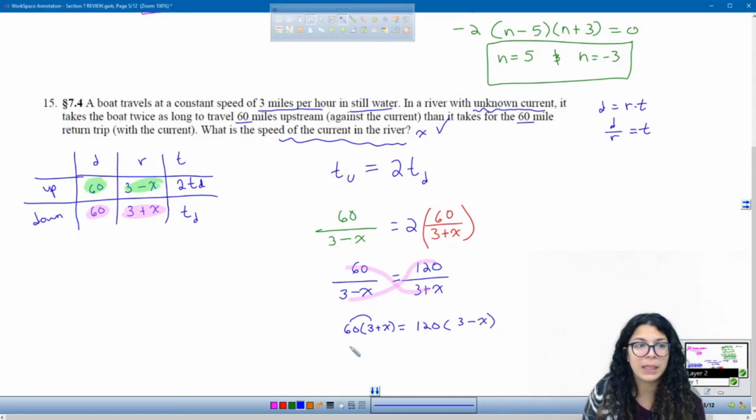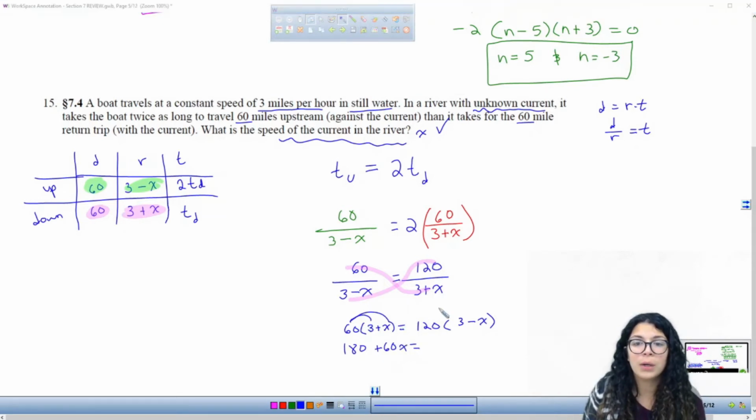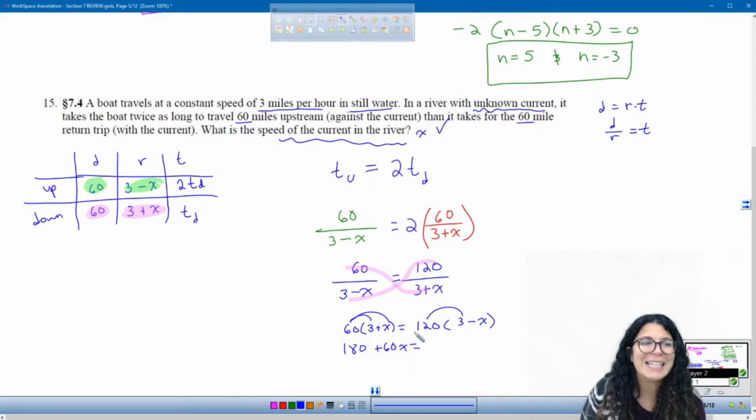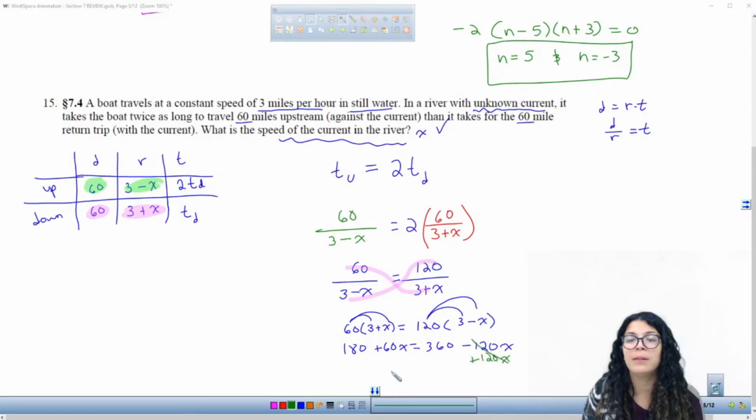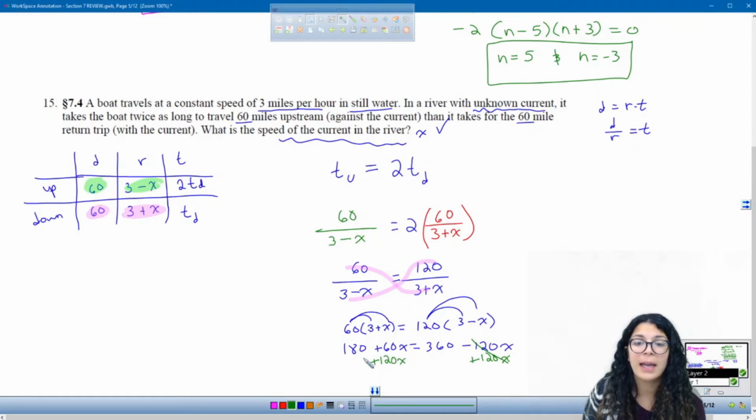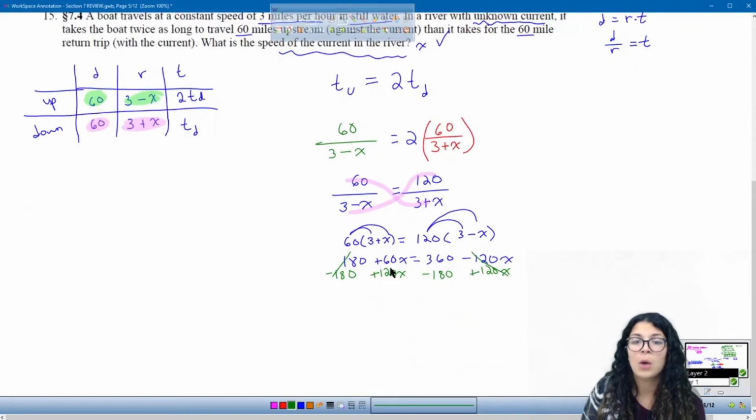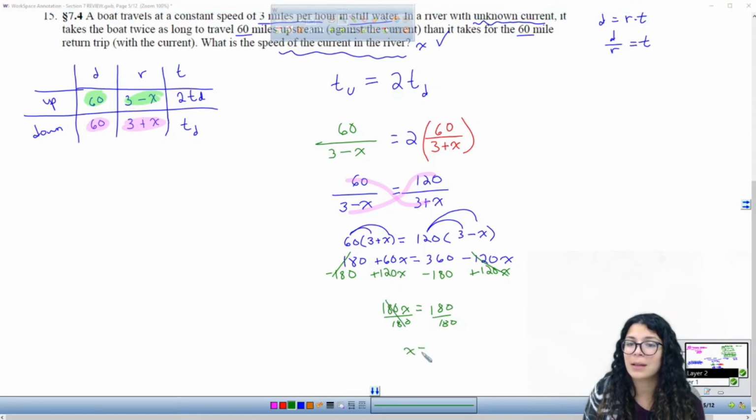Now 60 times 3 is 180. 60 times x is positive 60x. 120 times 3 is 360. 120 times negative x is negative 120x. Now to solve, we're going to add 120x to both sides to bring the variable to the left-hand side. And then we're going to subtract 180 on both sides to bring the constant to the right-hand side. 60 plus 120 is 180x, and 360 minus 180 is 180. To solve for x, divide by 180 on both sides, and we get an x of 1.